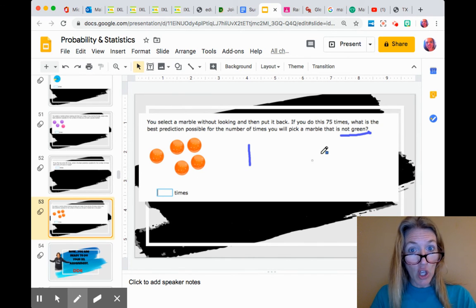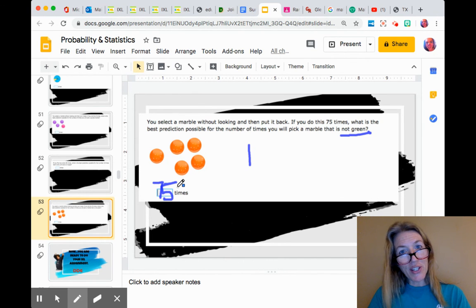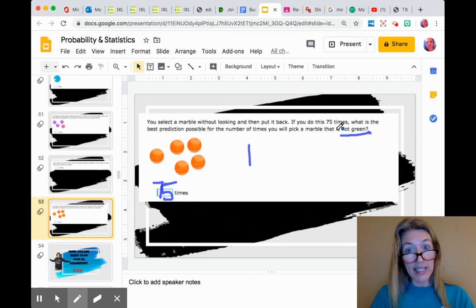So when it asks if you can do this 75 times, how many times is the marble going to be not green? Well, guys, that's 75 times. It's never going to be green because there are no green marbles here. So make sure that you read the question and you're understanding what it's asking for, because it is a little tricky. I know it's not too tricky for you though.